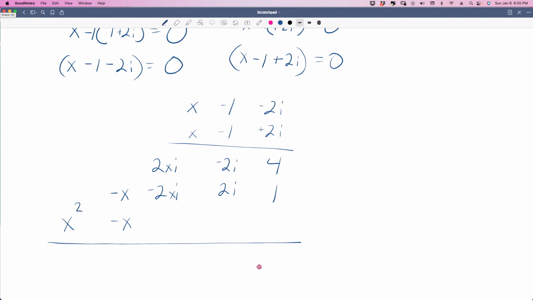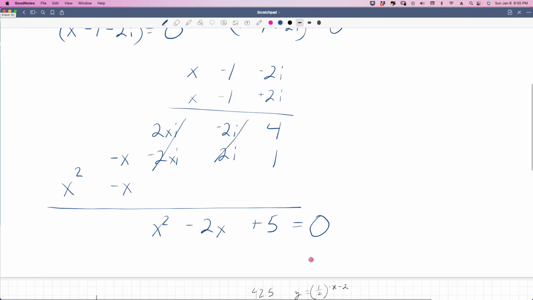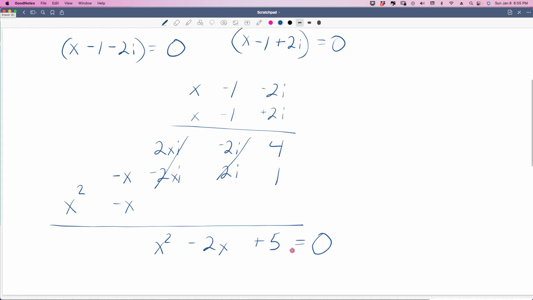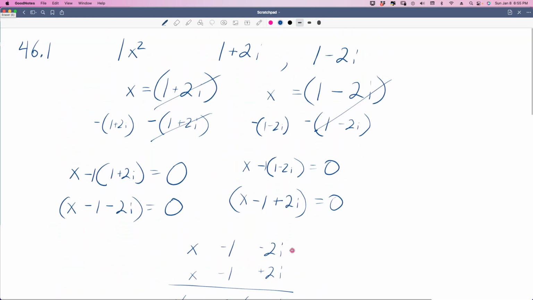So here's what we end up with. This cancels, this cancels. So then we have a positive 5, a negative 2x, and an x squared. And that is our quadratic equation that came from the original two roots that we were given. So that is what we're going to do. That's the process for these problems that we have coming up.